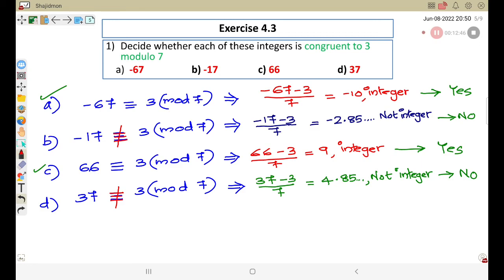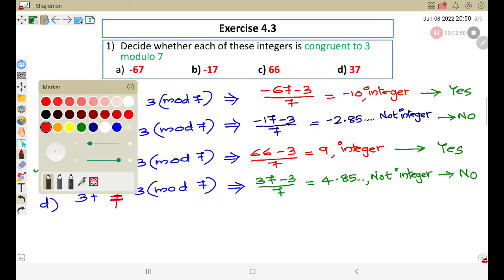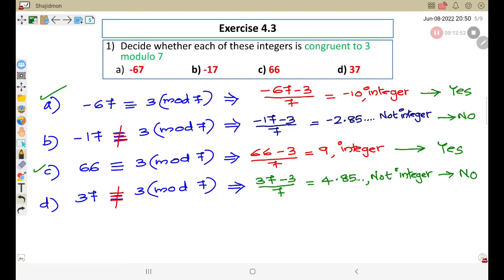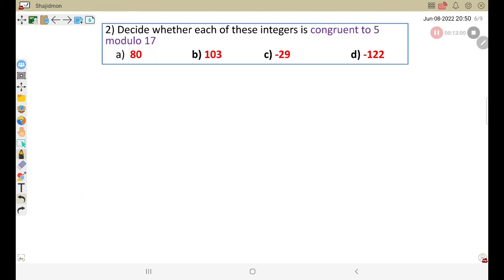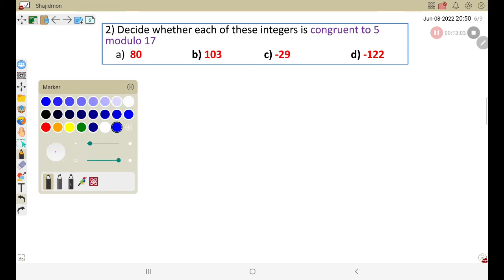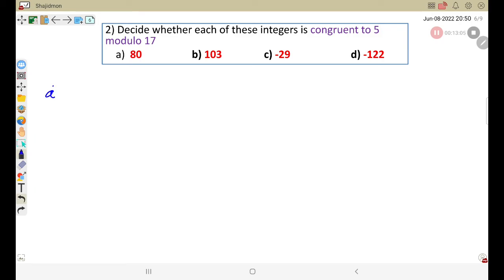I hope you understood this question. Okay, now we will go to the next question. So keep in mind here, question number A is congruent and question number C is congruent. Other 2 numbers are not congruent. Okay, now question 2. Same model question, A part.